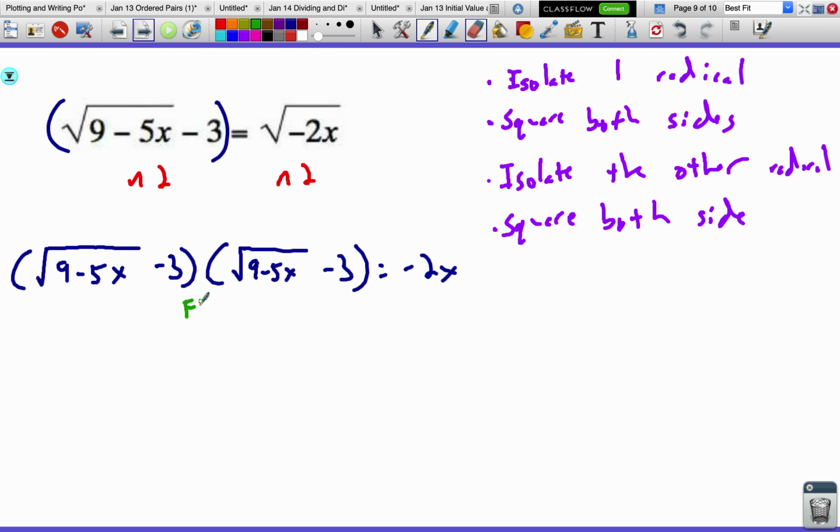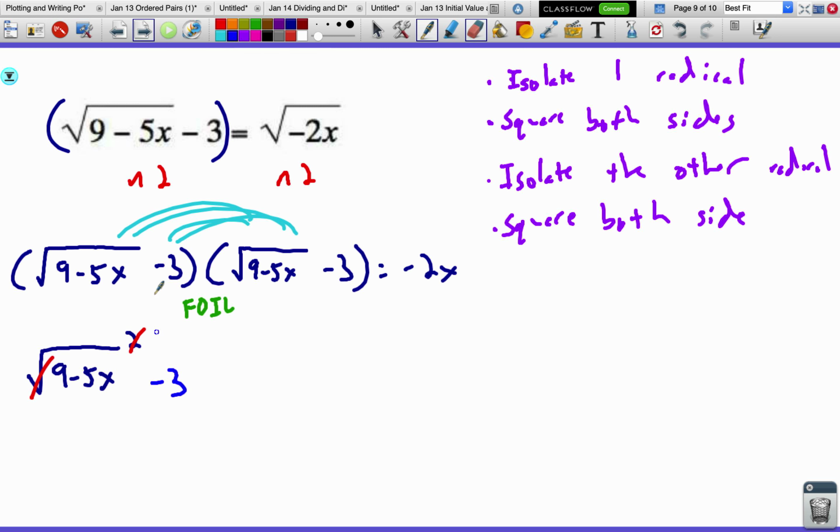All right, so here this needs to be FOILed. These are binomials because the square root is gluing all of this together. That means I can simplify it by doing first, outside, inside, last. And I get, when I multiply just these radicals, it's as if I'm doing the square root of 9 minus 5x squared, because I'm multiplying it to itself, and the square root and the squared can cancel out. Then I do outside, and I get minus 3 root 9 minus 5x. Then I do inside, I get another minus 3 root 9 minus 5x. And then I do last, and I get a positive 9. It's negative 2x.